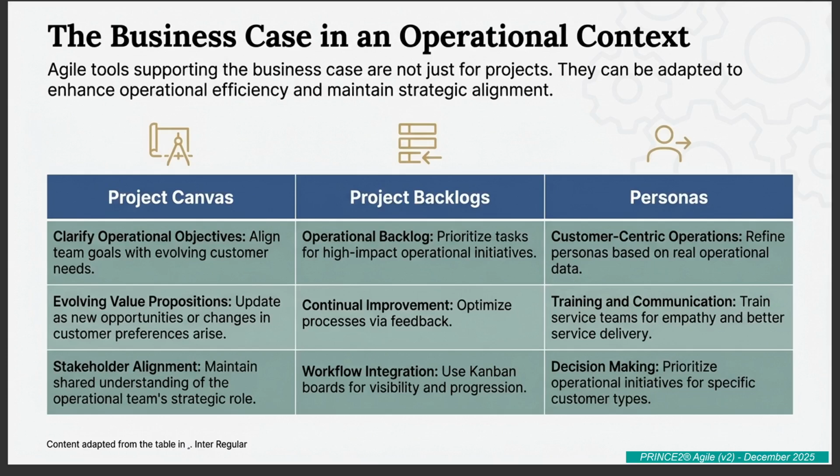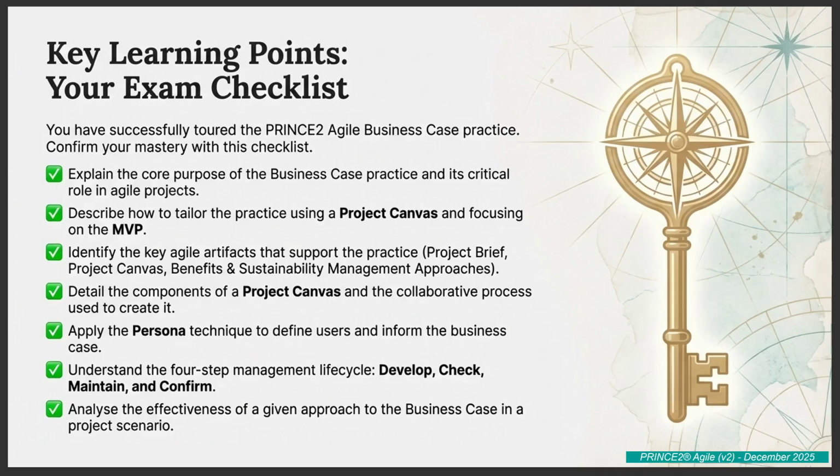So to make sure you've got it all, let's run through a final checklist. Good idea. Test yourself on this as you listen. Can you confidently explain the core purpose of the business case, defining desirable, viable, and achievable, and can you talk through that critical output to outcome chain? Describe how to tailor the practice using a project canvas. And this is a key one. Explain how the MVP acts as a structured scope tolerance tool.